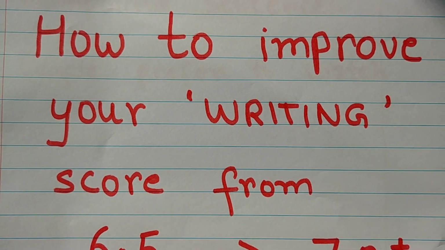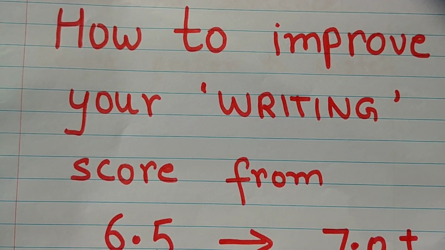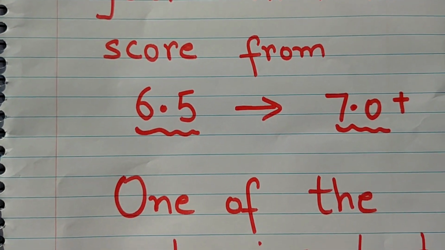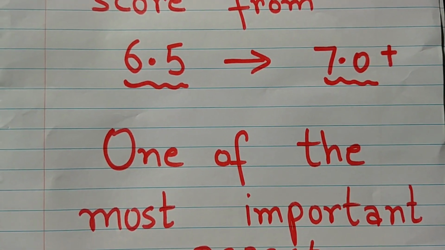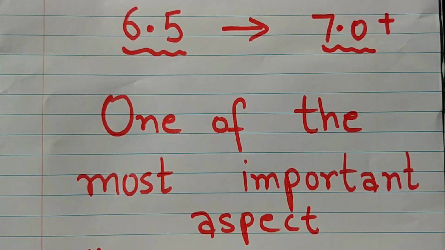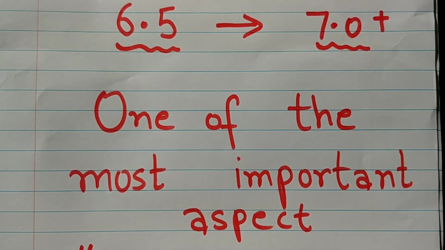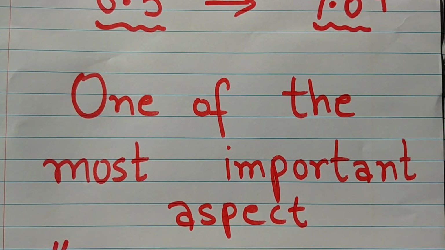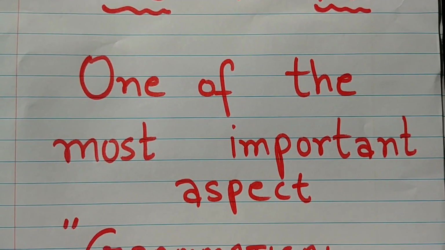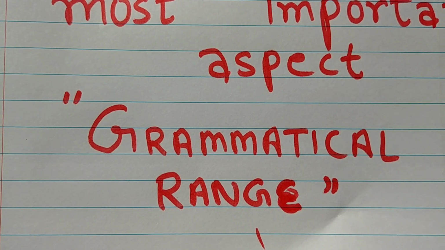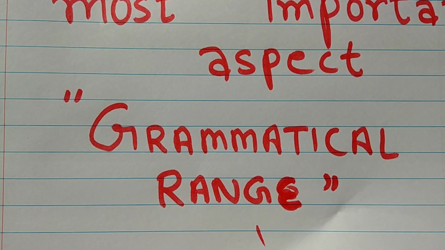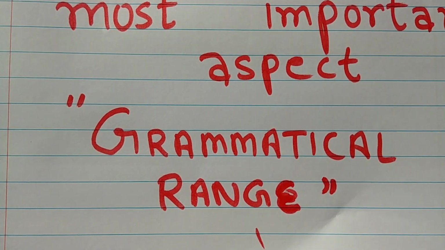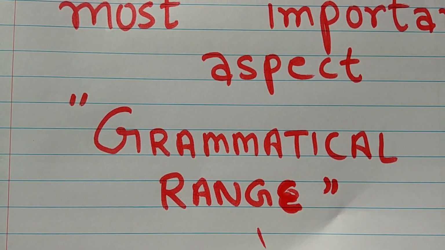In today's video, I am going to talk about how to improve your writing score from 6.5 to 7 or 7 plus bands. Here I would discuss one of the most important aspects of your writing. As you all know, your writing task answer is assessed based on 4 criteria, out of which one most important is grammatical range. So what is it all about, and let's fully understand why it is so important and how it can improve our band score.